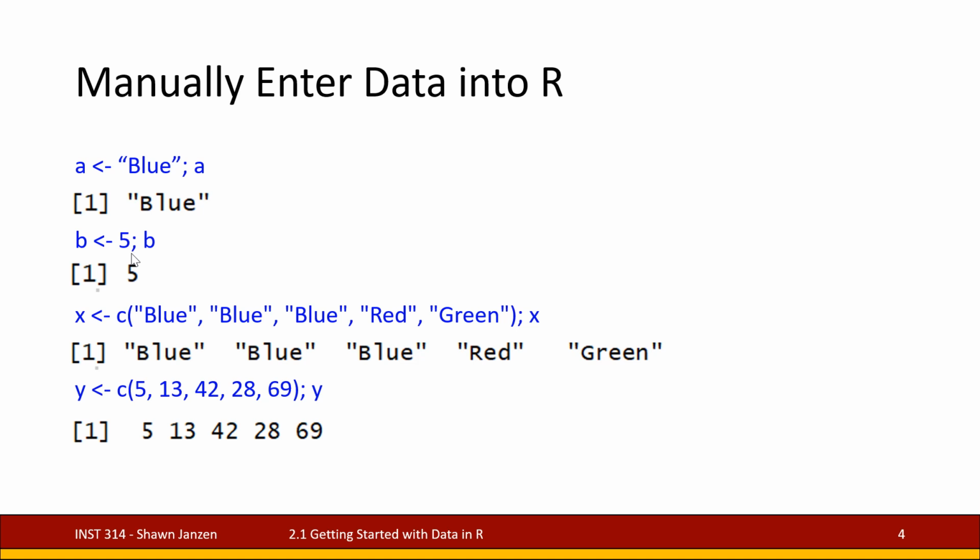And those are inside parentheses put in by C. So when I call X, it tells me that there are 5 colors: blue, blue, blue, red, green. Similarly, we can do it with Y, and we put numbers in this case. It is possible to create these sorts of vectors with different types of information. We could put them in with a mixture of strings and numbers, but that starts to form a list, and we're really not going to work with lists in this course.